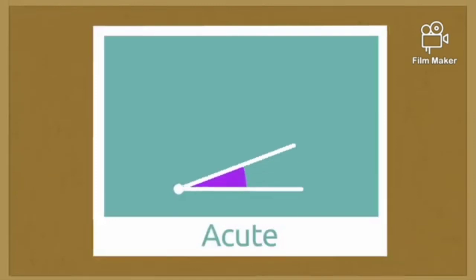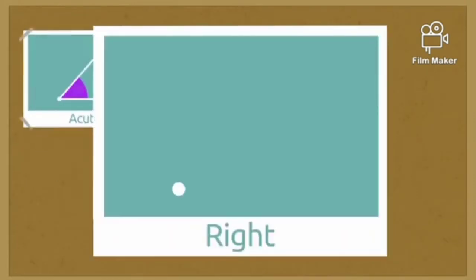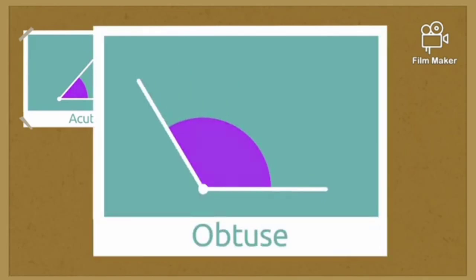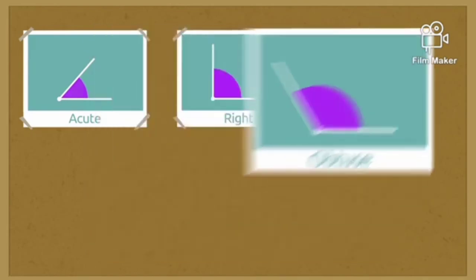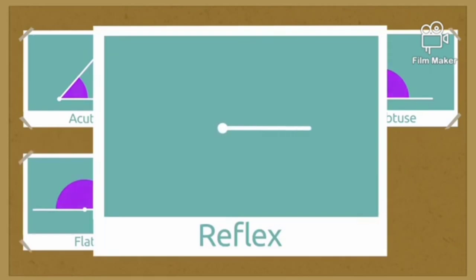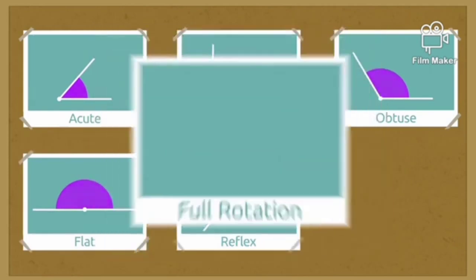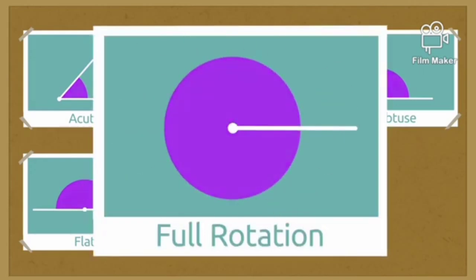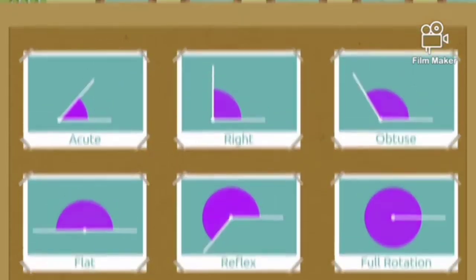Depending on the angle opening, angles can be acute. They measure less than 90 degrees. Right. They measure exactly 90 degrees. Obtuse. They measure between 90 and 180 degrees. Flat. They measure exactly 180 degrees. Reflex. They measure more than 180 degrees. Full rotation. They measure 360 degrees.